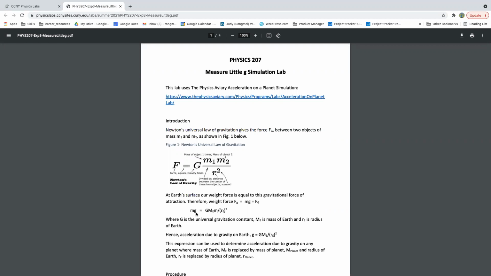Then we can also measure the weight force F equal to mg, because this is how we measure the force. The weight force is how much you weigh, and because you're standing on the Earth, the gravity makes you produce this weight force. So these two should be equal.